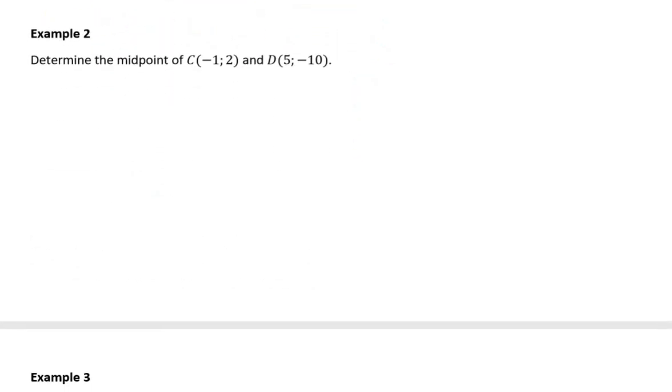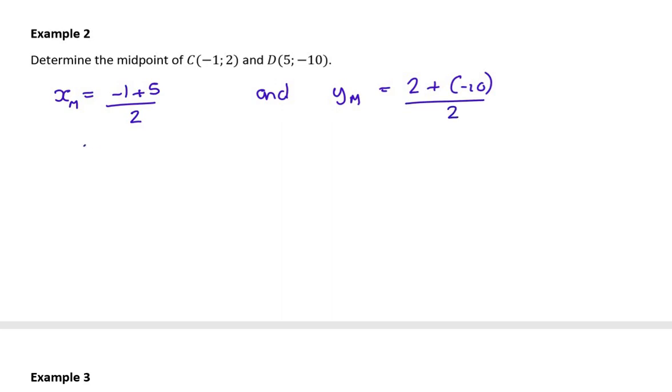Determine the midpoint of CD. Well, great. The x value of the midpoint, again, you don't have to do it like this, but if you want to do it separately, is you add the two x values together and divide by 2, and the y value of the midpoint is add the two y values together and divide by 2. So here I get 4 divided by 2, which is 2, and here I get 2 take away 10 is minus 8, divided by 2 is minus 4. So determine the midpoint. Don't forget that the midpoint is a coordinate. So the coordinate is 2, negative 4.